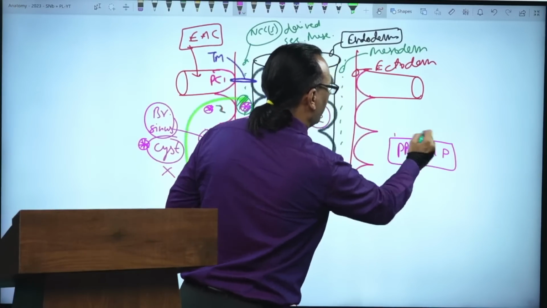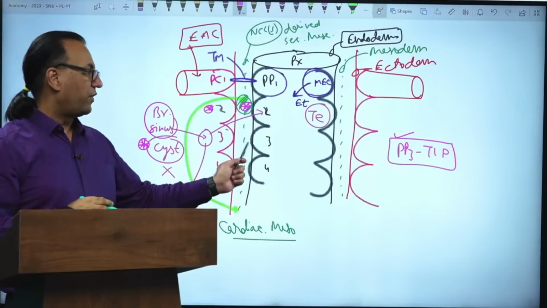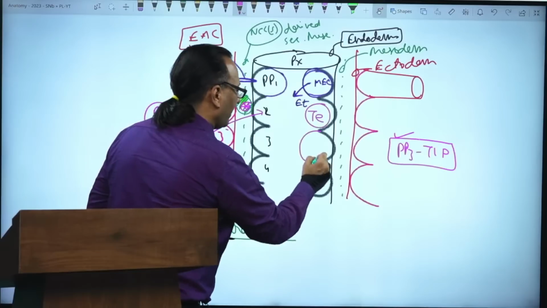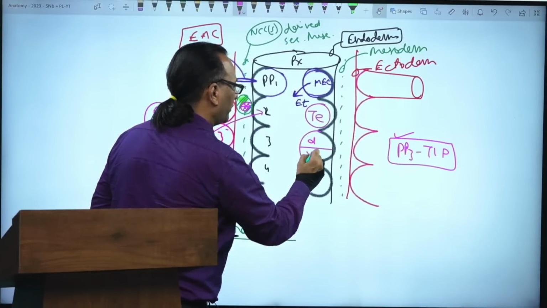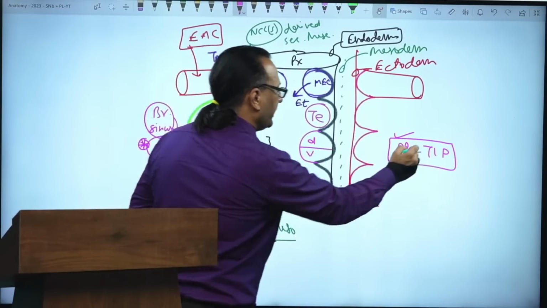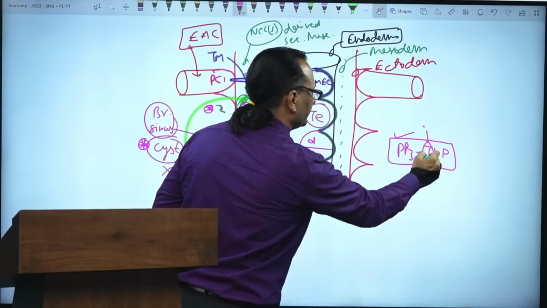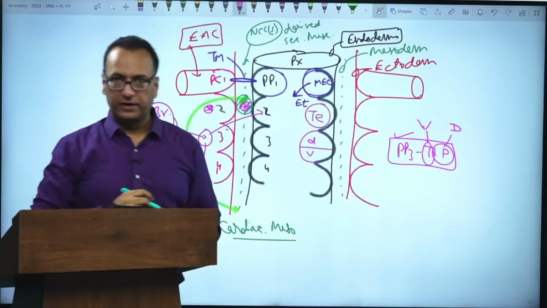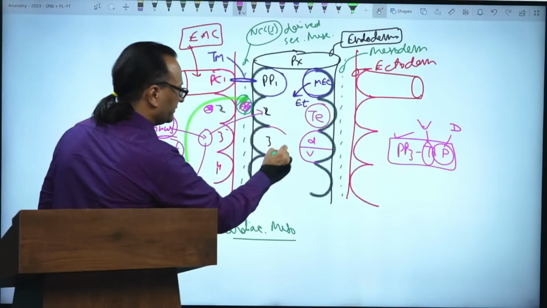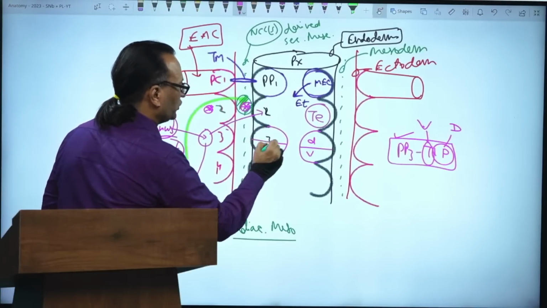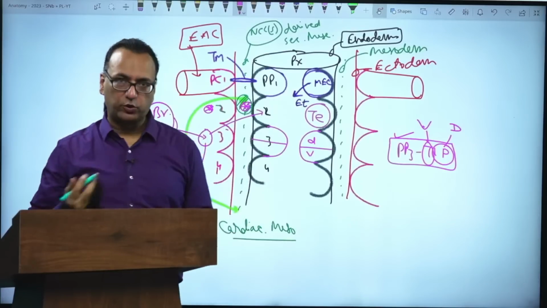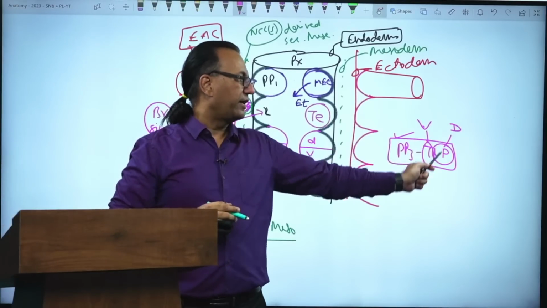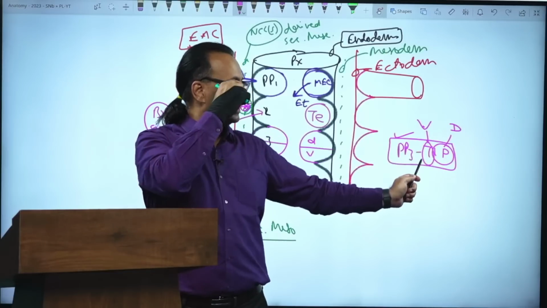Now when you say PP3 tip, what is PP3? Pharyngeal pouch 3. And what is tip? You will see it has a dorsal portion and a ventral portion. Ventrally is the thymus and dorsally is the inferior parathyroid. So on the dorsal side you will have the inferior parathyroid and on the ventral side you will have the thymus.